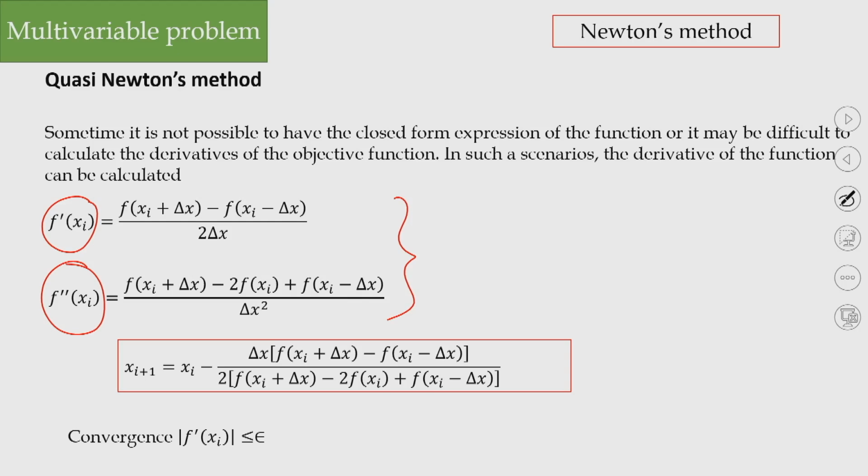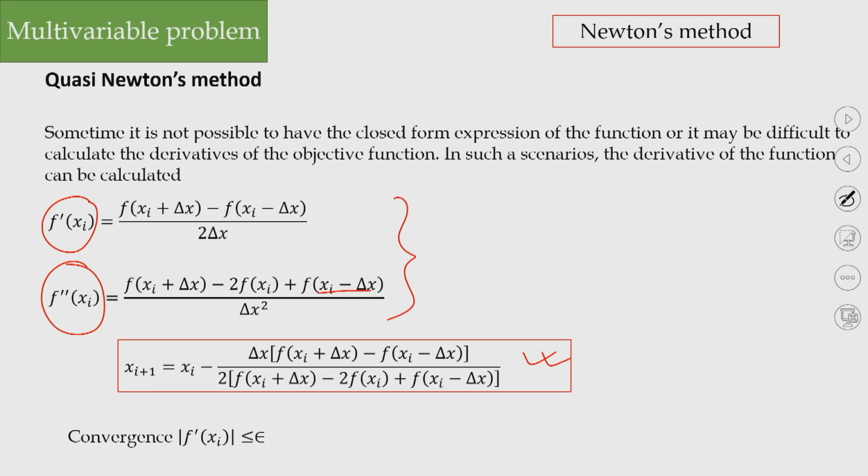I can write the first derivative at x_i as f of x_i plus delta x, minus f of x_i minus delta x, divided by twice delta x. Similarly, the second derivative is f of x_i plus delta x, minus twice f of x_i, plus f of x_i minus delta x, divided by delta x square. If I apply these two equations in Newton's method, I finally get this equation, and this method can also be called quasi Newton's method.